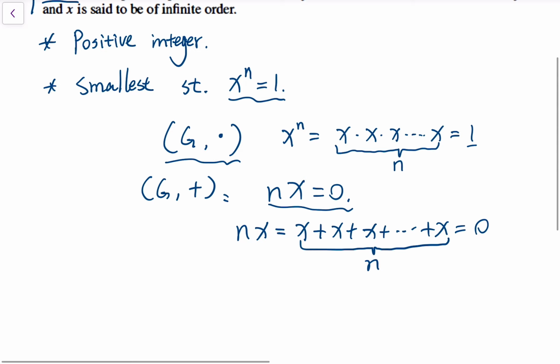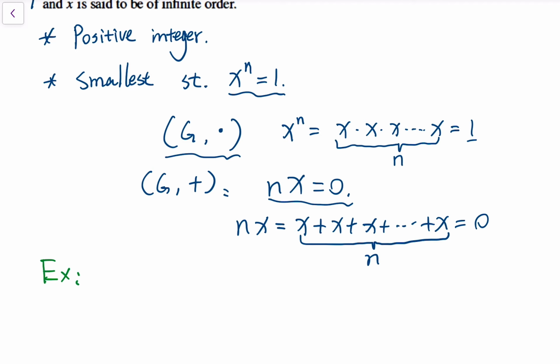Let's look at an example. It will help you to understand it better. A good example is the group Z3. Z3 is the group defined like this. The set is a set of 3 numbers, 0, 1, and 2. And the operation is addition mod 3.